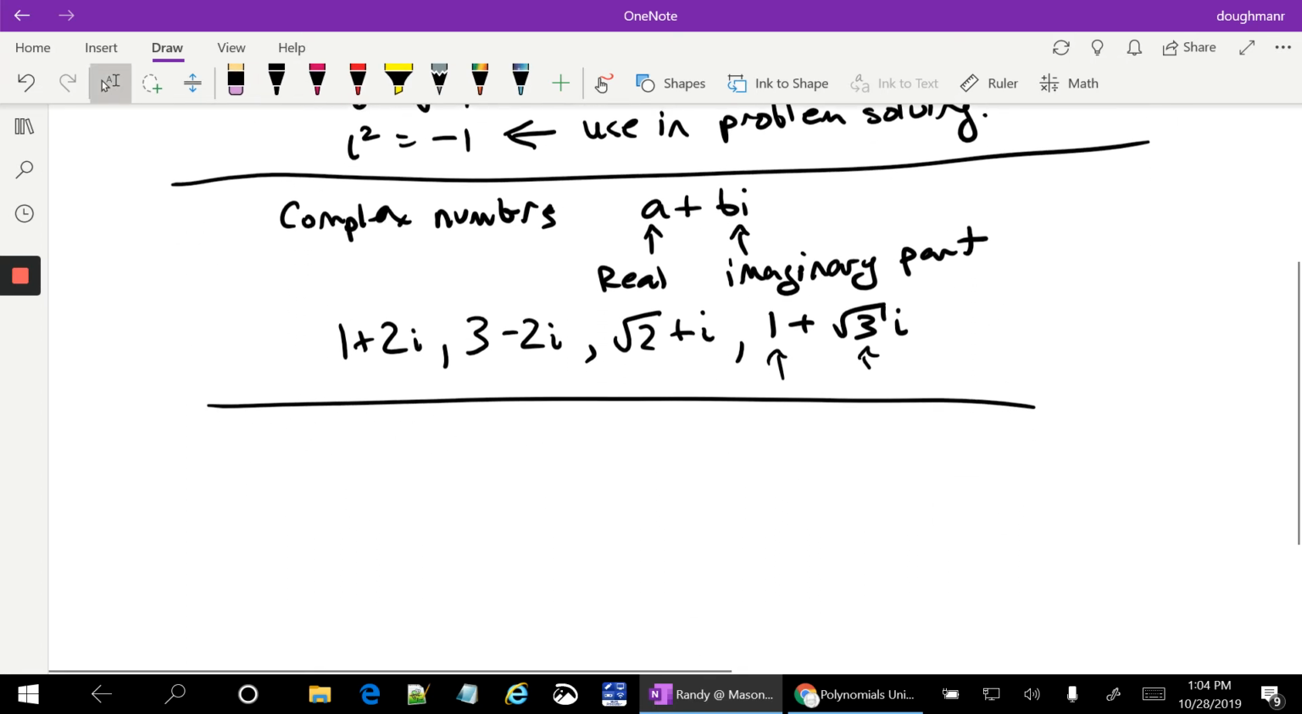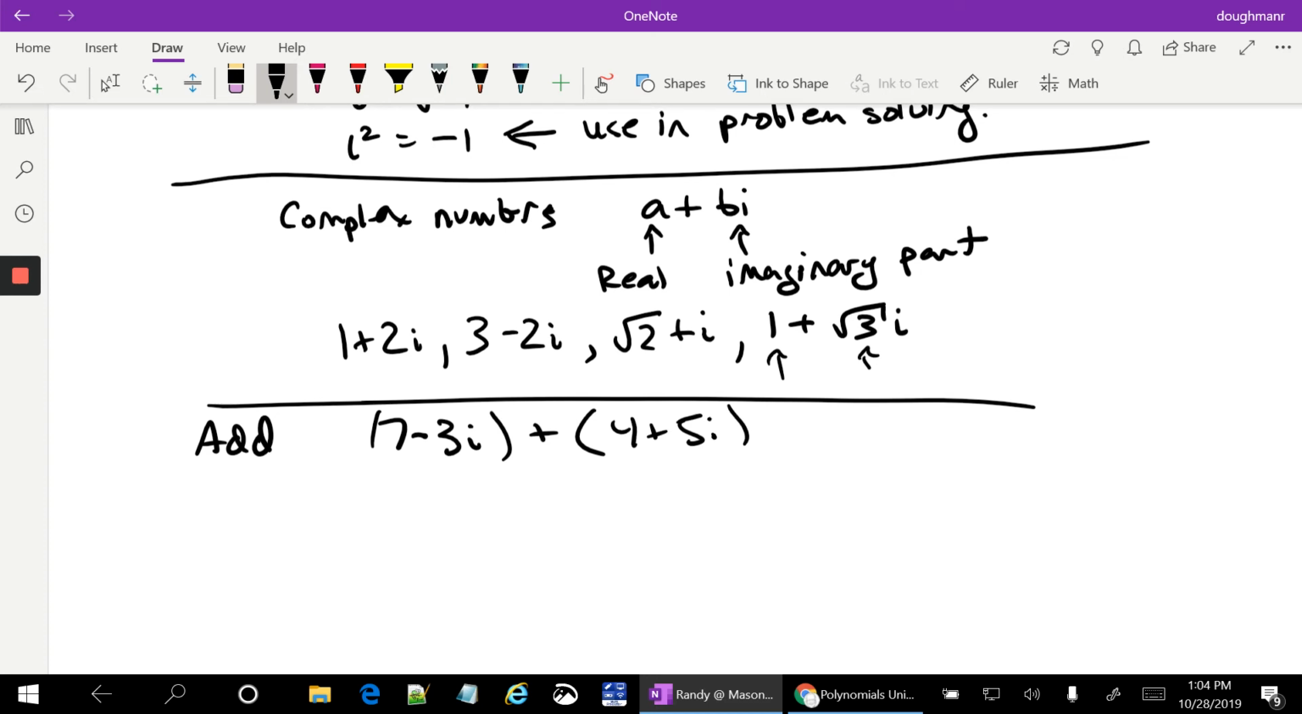And how do you deal with these things? Well, when we add or subtract, we add the real parts and we add the imaginary parts. So if I'm given the problem 7 minus 3i plus 4 plus 5i, what I think in my head is I add the real parts, 7 plus 4, and I add the imaginary parts, -3 plus 5, and those are both i. So the result here is going to be 11 plus 2i.